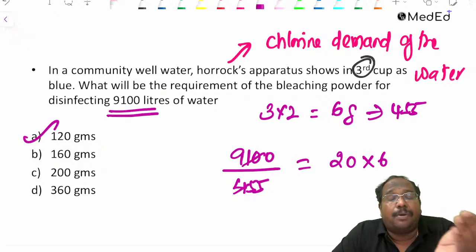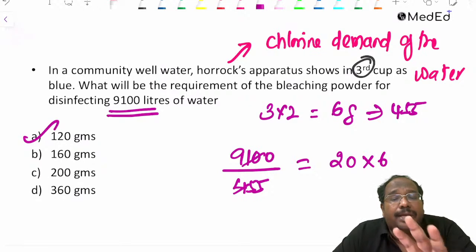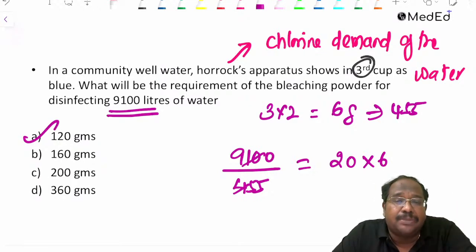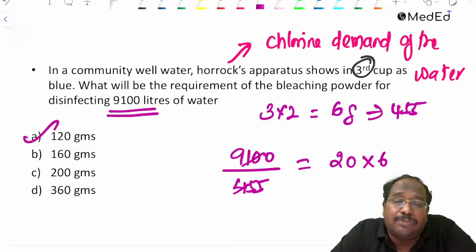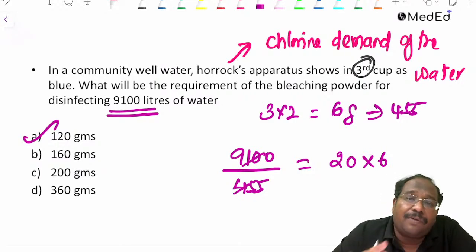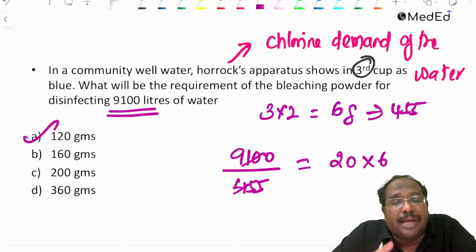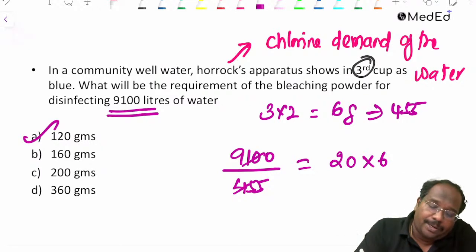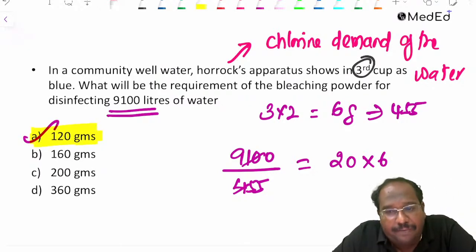It may be in the first cup, or the second cup, or maybe the 5th cup or 6th. So here it says the 3rd cup is positive. From the 3rd cup onwards it is. That means the water requires 2 grams of bleaching powder. That is 2 into 3, 6 grams of bleaching powder to disinfect 455 liters of water. So the question, how many liters of water are there? 9,100 liters. So you have to divide it, and the total calculation requirement is 120 grams.